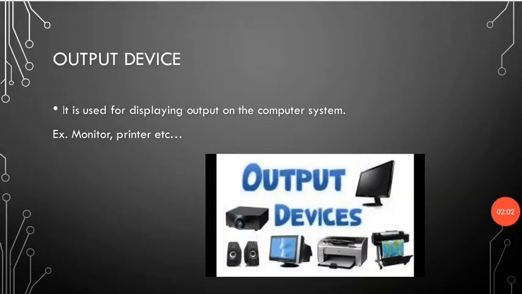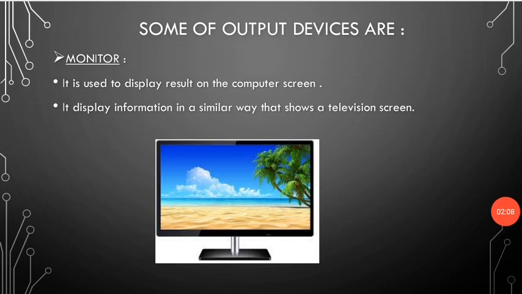In the picture, there are some examples of output devices. Some output devices are: first one, monitor. In the picture you can easily see it. It just looks like a television. It displays the result on the computer screen. When the process is done, it displays the result on the computer screen, and it just looks like a television.